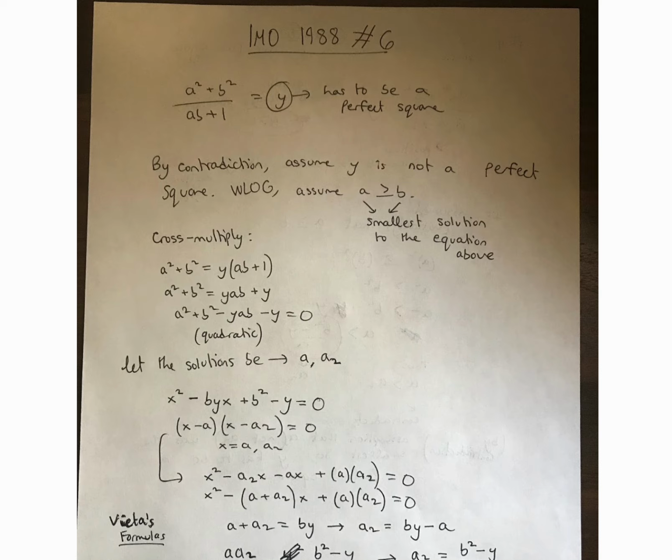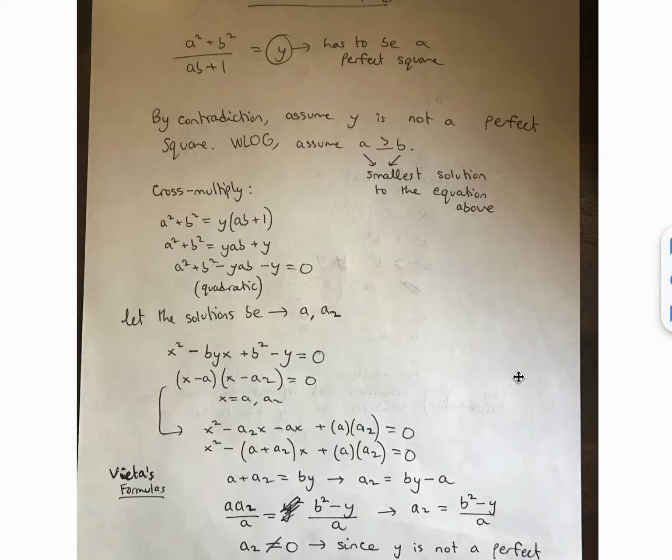Then I cross multiplied, so a squared plus b squared times 1 is equal to y times (ab plus 1). And so a squared plus b squared is equal to yab plus y, and a squared plus b squared minus yab minus y is equal to 0. Basically, I just move the terms on the right hand side to the left hand side to make it a quadratic equation.